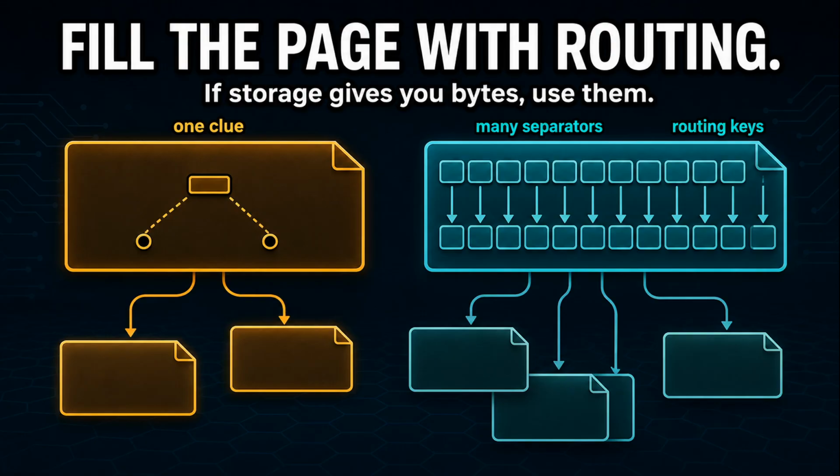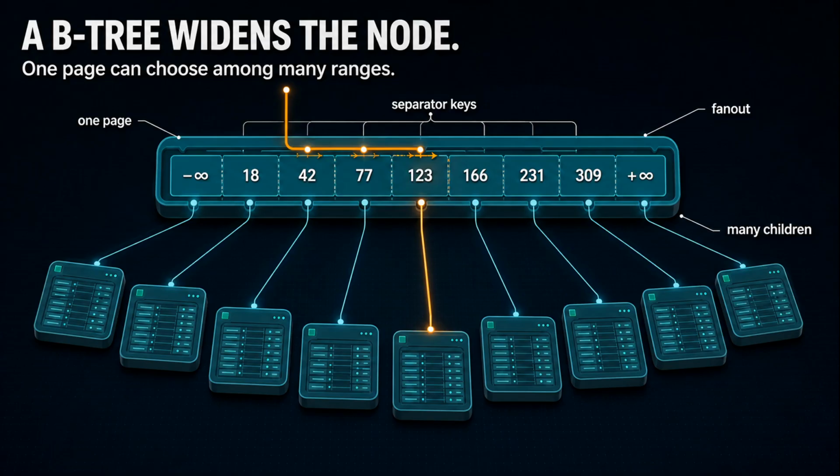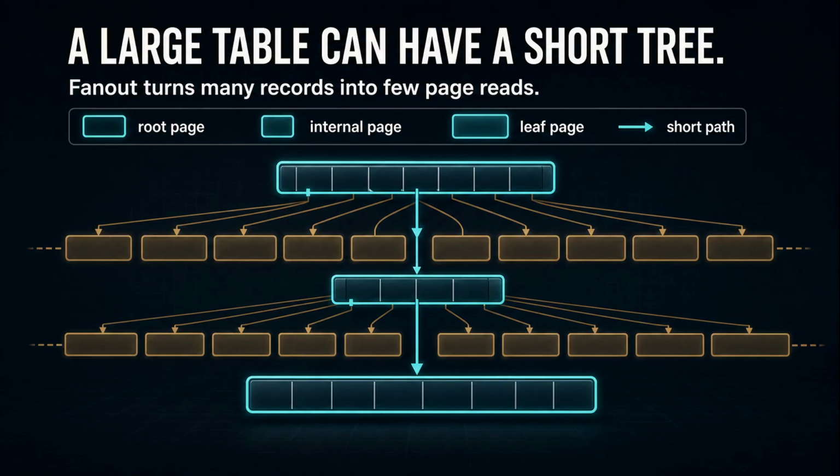Make each node fatter. Once page reads are the bottleneck, the database tree widens the node. One node can hold many keys and many child pointers. Instead of less than this key goes left and greater goes right, each node has several separators, and each separator chooses a range. So a single page load lets you compare against many keys before choosing the next child. Yes, that is why the fan-out matters. If a node has hundreds of children, a very large table can have a very short tree.